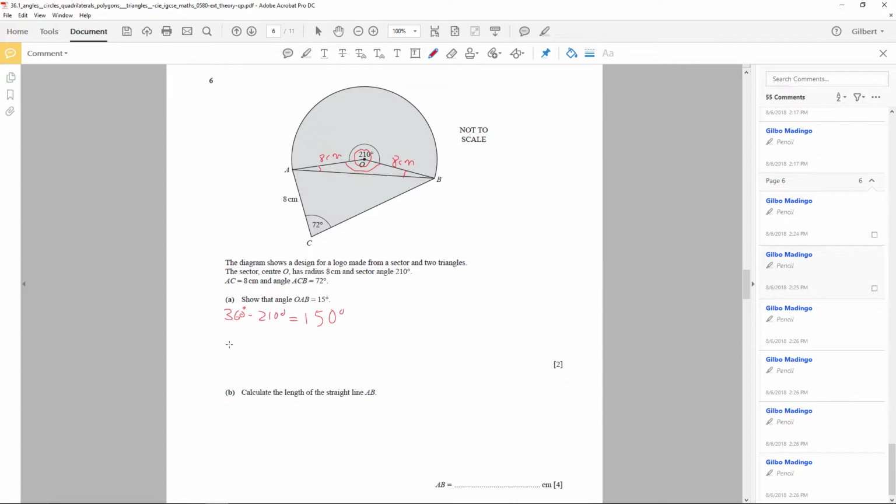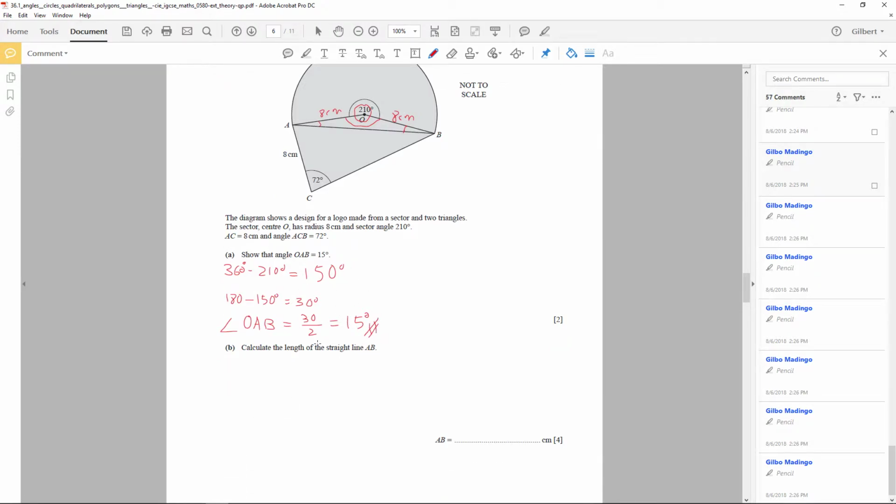Therefore, 180 minus 150 degrees, you will get 30 degrees. Okay, to find the angle of OAB, we need to use 30 degrees divided by 2. Therefore, it is 15 degrees. Okay, this is how you prove this kind of questions.